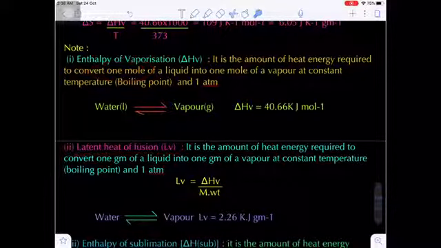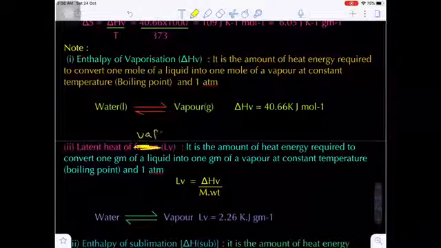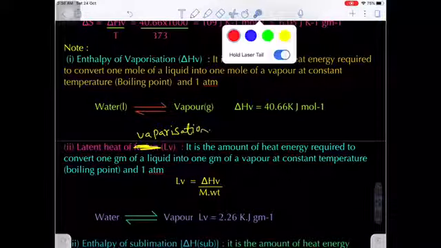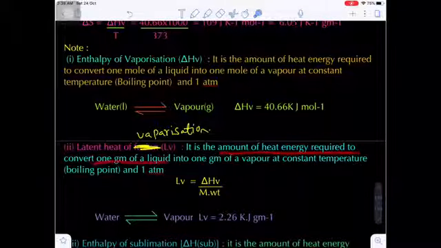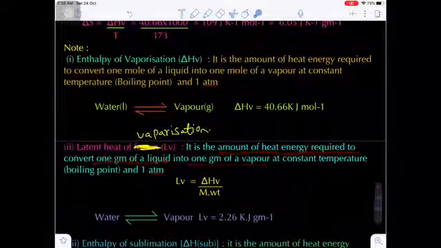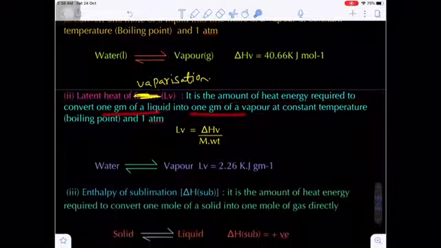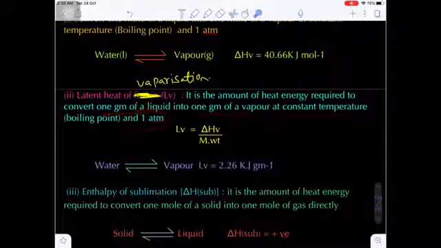Okay, now if it is expressed for 1 gram of a substance, that is called latent heat of vaporization, not fusion. What is the definition of latent heat of vaporization? It is the amount of heat energy required to convert 1 gram of a liquid into 1 gram of a vapor at the constant temperature, that is called the boiling temperature, and surrounding constant atmospheric pressure.